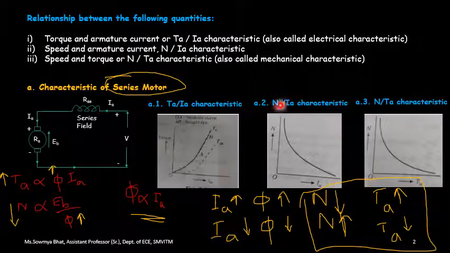So this is regarding the three distinct types of characteristics: torque versus armature current, speed versus armature current, and speed versus armature torque, in consideration with the DC series motor. Next we will look into all these three characteristics once again in consideration of the shunt motor.